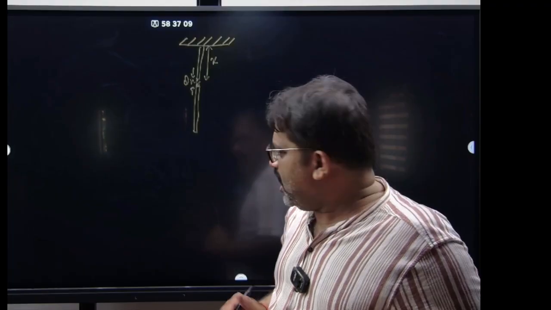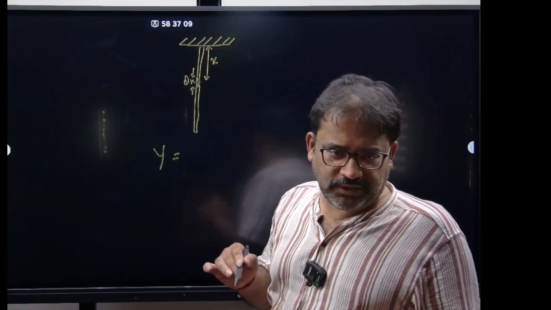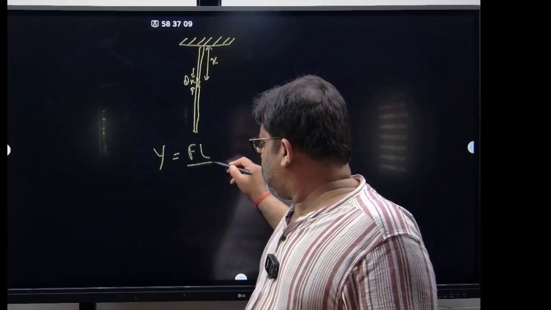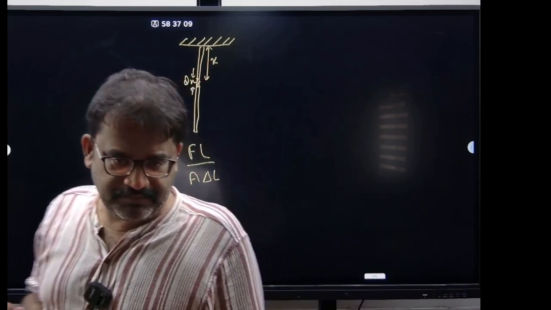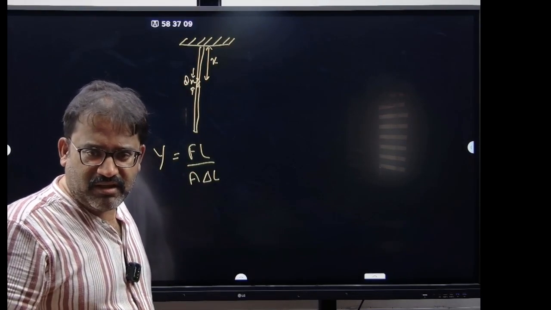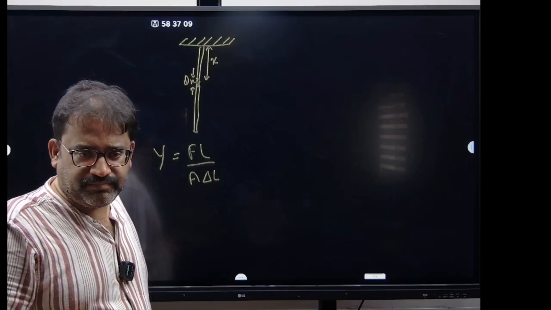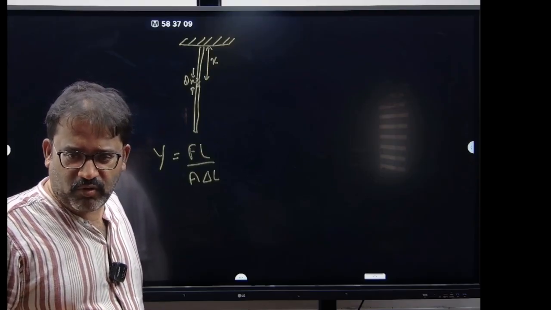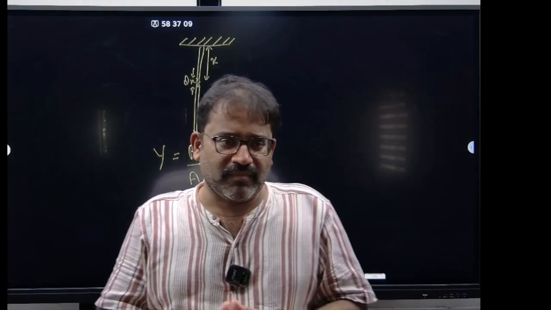Okay. Now we know that Young's modulus is given by Y is equal to F L divided by A delta L. Correct? Any doubts in that? Now what is the F? See the question. The question says that it is self weight. Correct? What is the meaning of self weight? Anybody can let me know what is the meaning of self weight? Anybody?